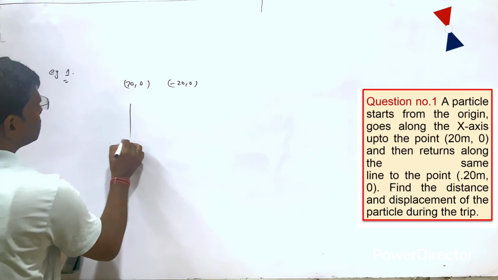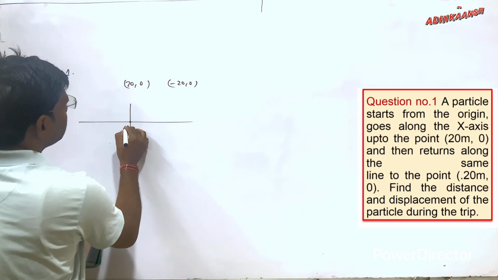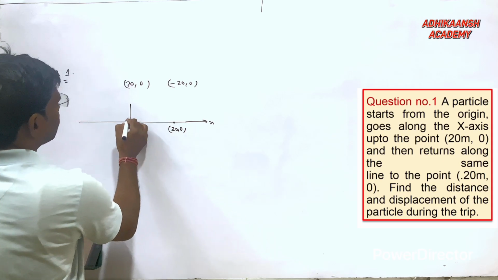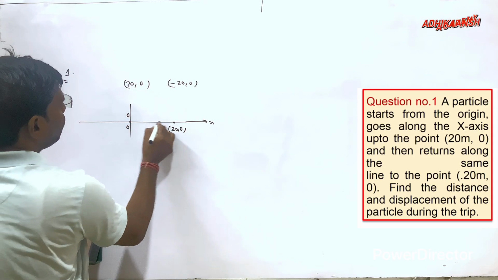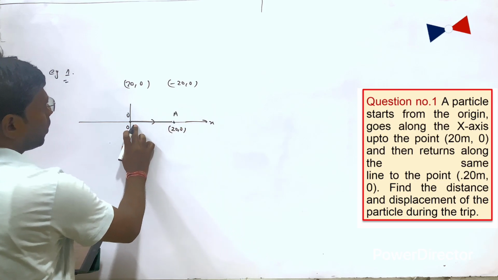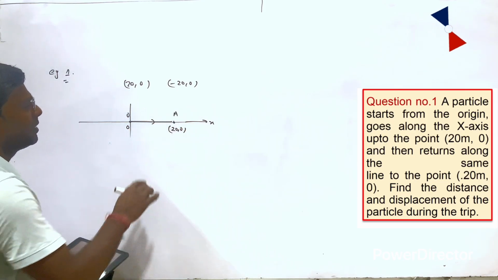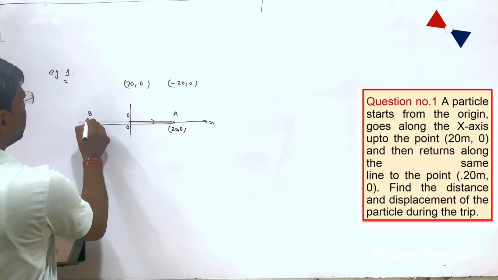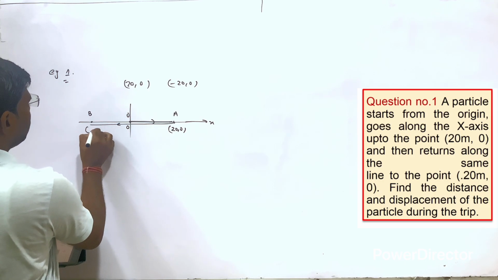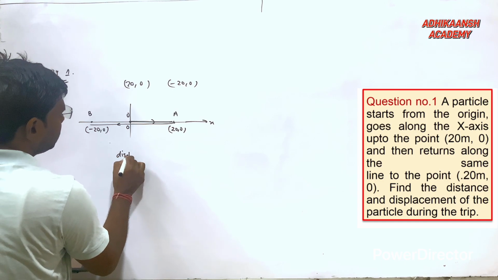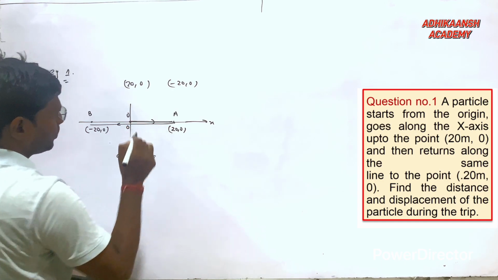So what is the question? Suppose this is the origin and this is (20, 0) on the x-axis. So this is the first position O, then this is A. The particle moved from O to A, so the distance covered by the particle is 20 meter, and then it returned back to the point B, and this point B has coordinates (-20, 0). So here you have to find the distance and the displacement.